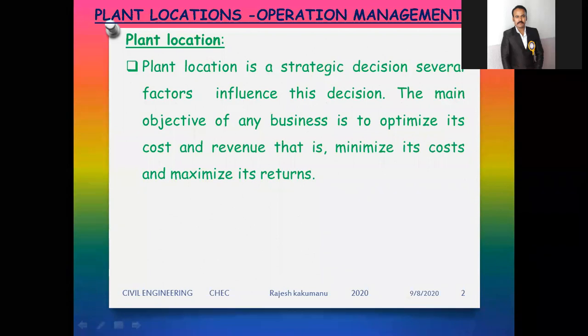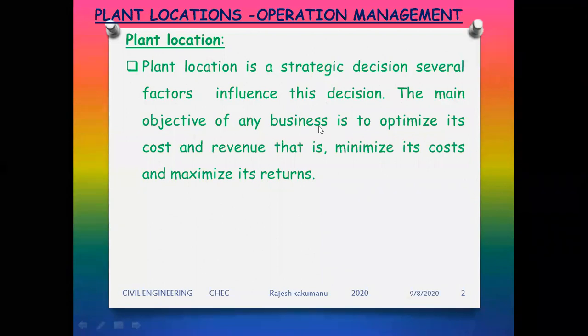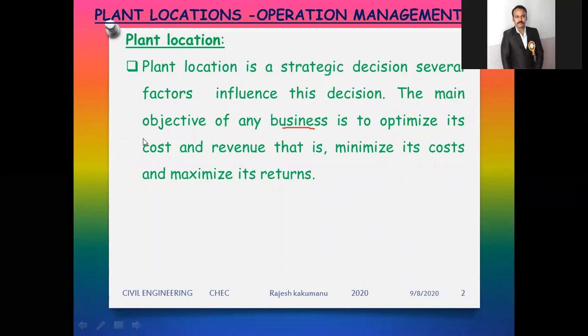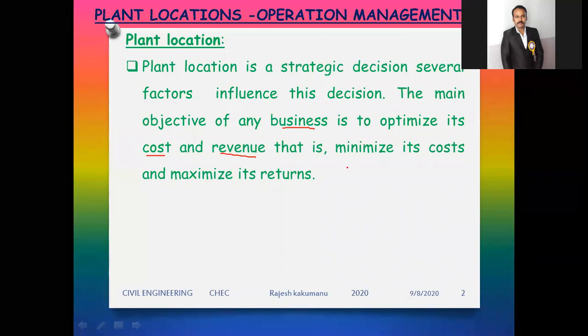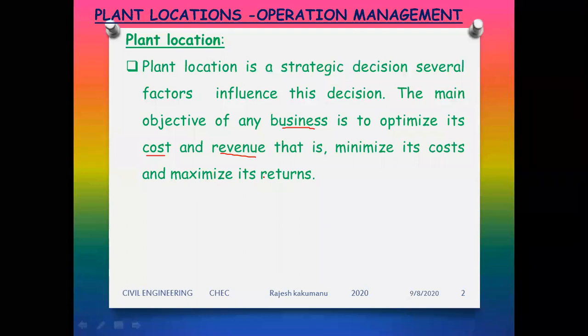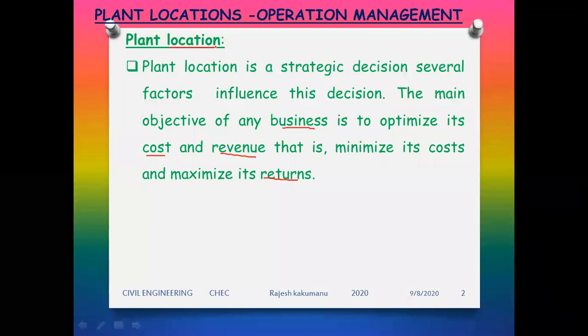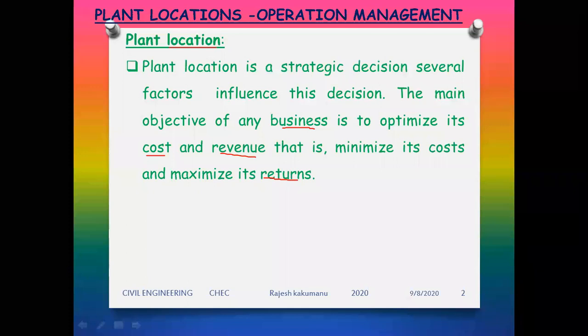The main objective of any business, when you start a business, what is your main objective? The main objective is to optimize the cost and revenue, that is, minimize the cost and maximize the returns. Costs should be reduced and profits should be good. This is the main concept of any person who is doing a business. That's why the plant location is a major factor to keep an organization or a firm.